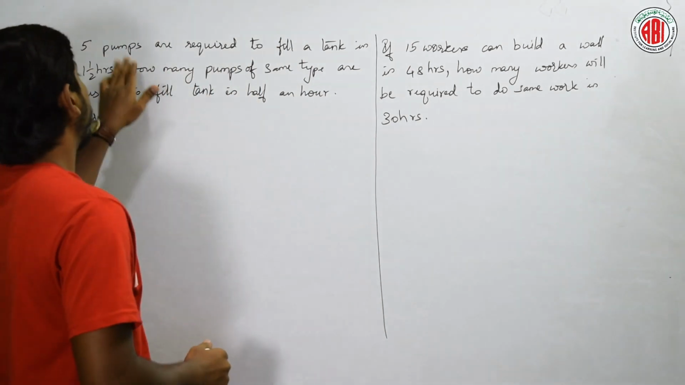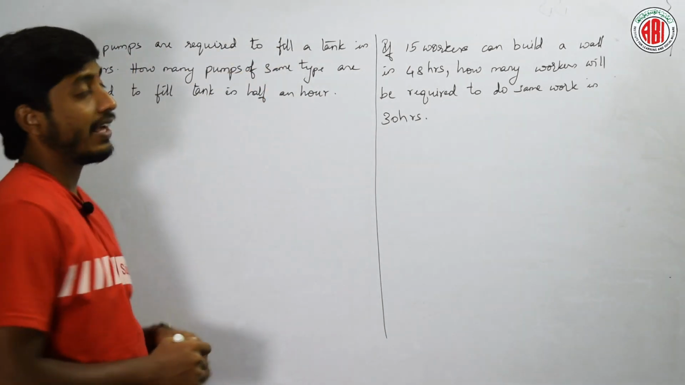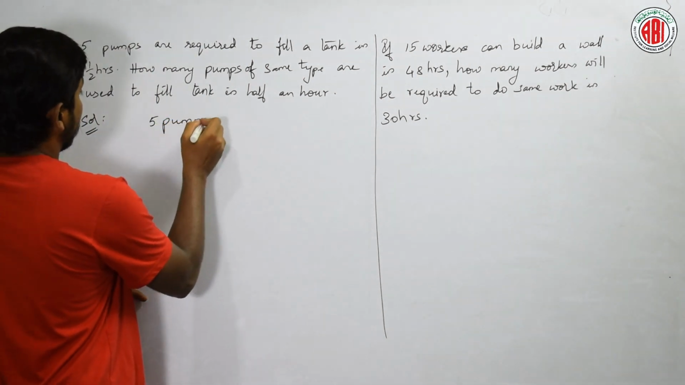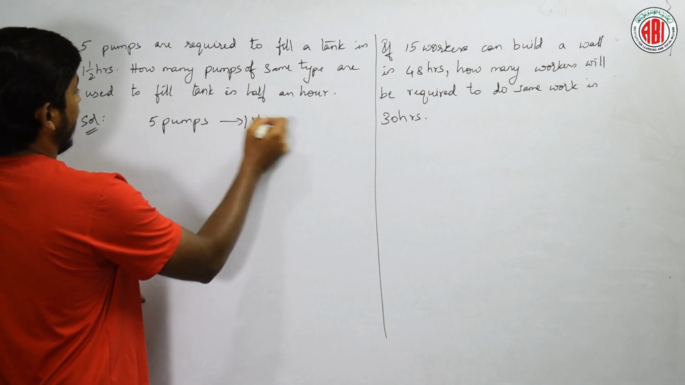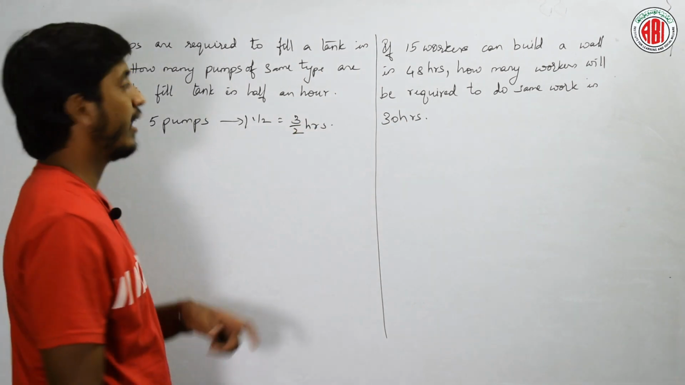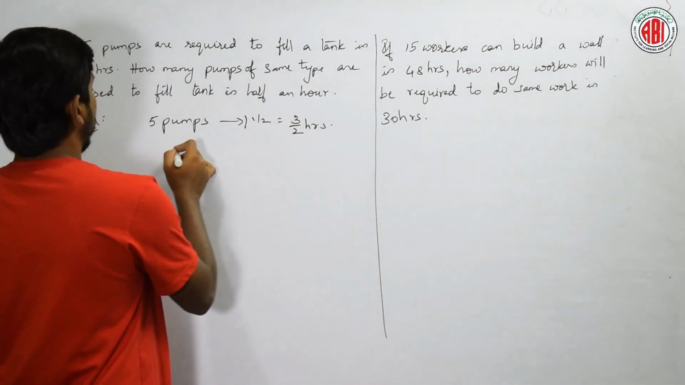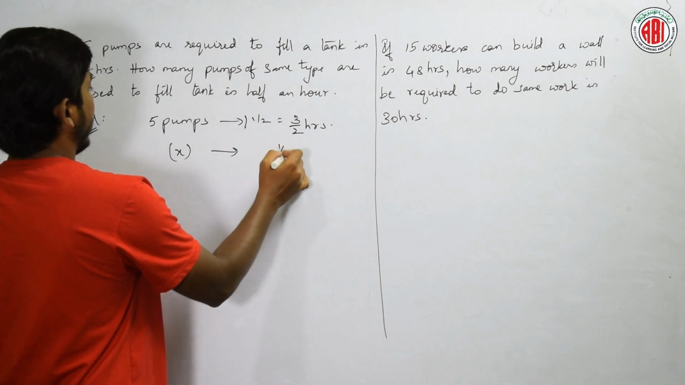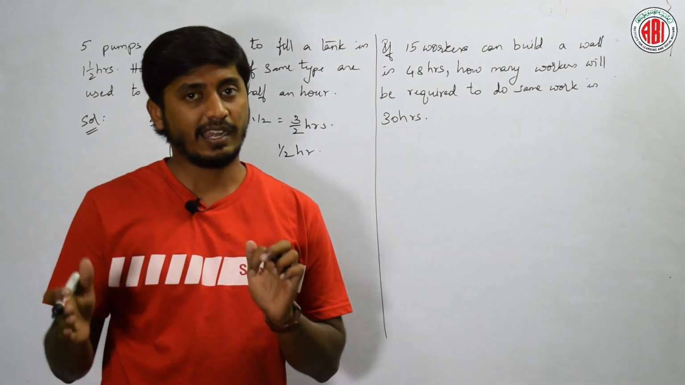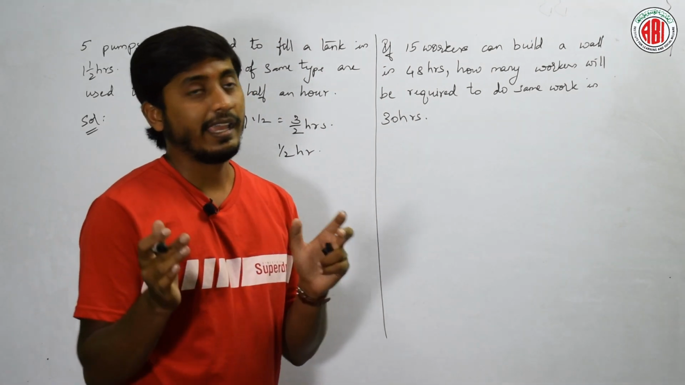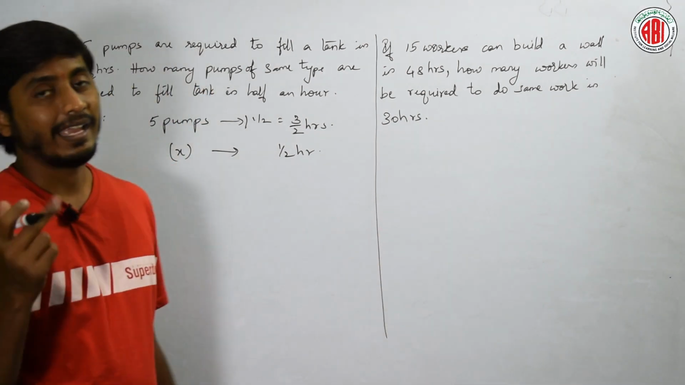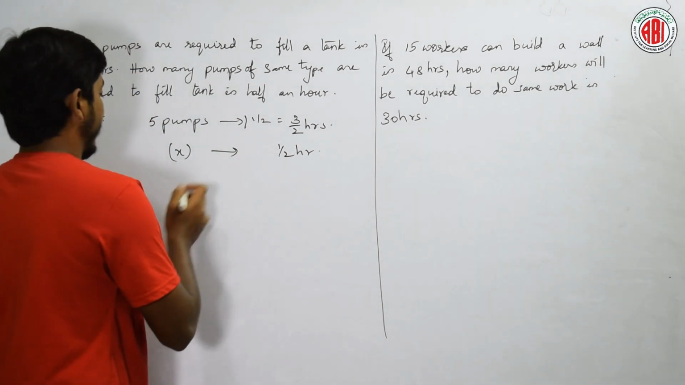He is telling that 5 pumps are required to fill a tank in 1.5 hours. That is nothing but 3/2 hours. Clear? Then how many pumps of the same type will be used to fill the tank in half an hour? Obviously 5 pumps take 1.5 hours. To fill in half an hour means the number of pumps has to be increased. So it is inverse proportion. You have to have that idea.